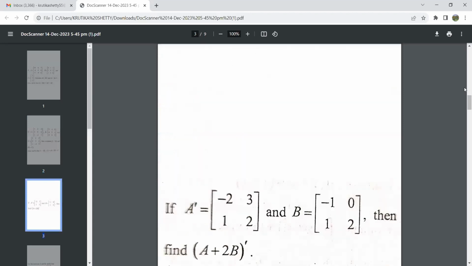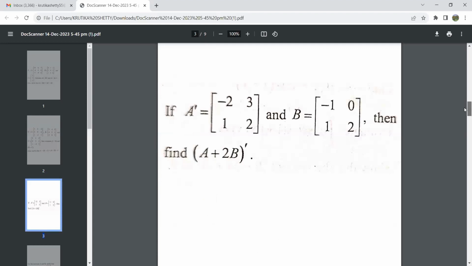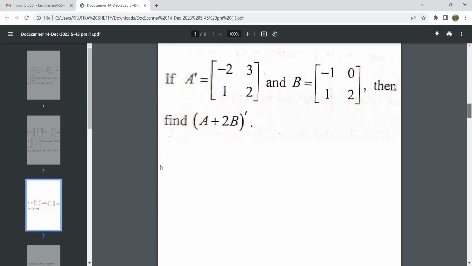So come to question number 3 now. Here we need to show this. This is a 3-mark question, a simple question. The previous two questions were 5-mark questions, and this is a 3-mark question. In the solution, we need to calculate. This is based on the transpose of a matrix.